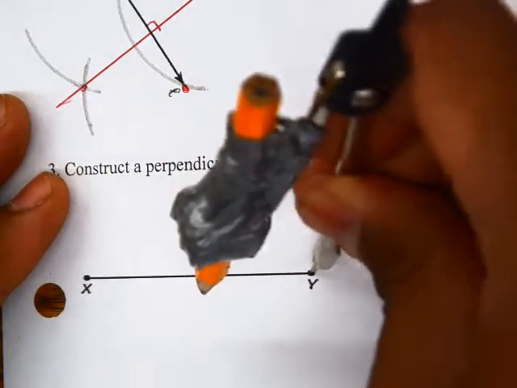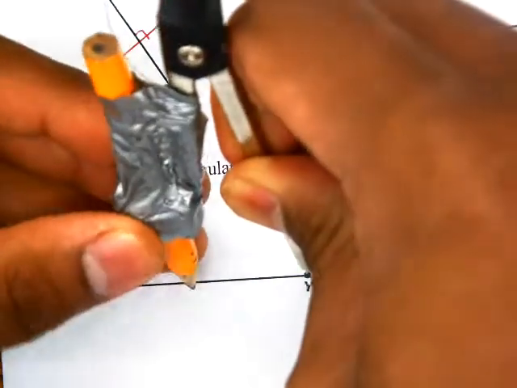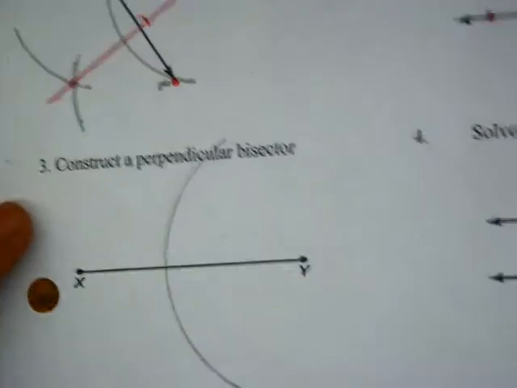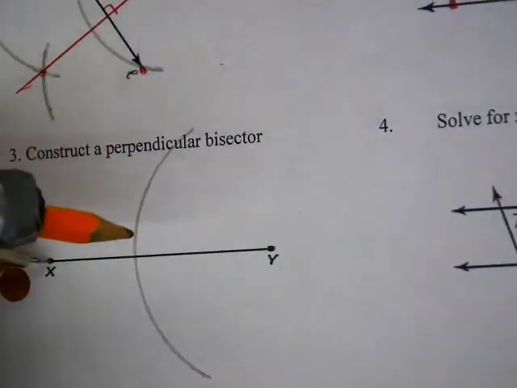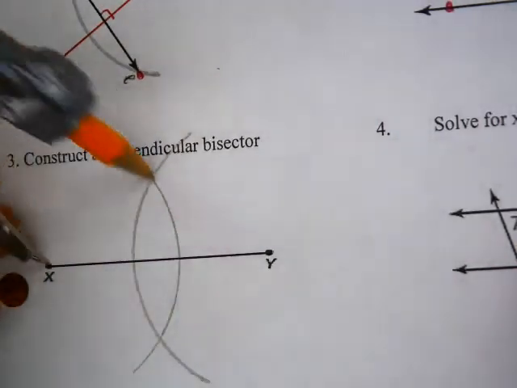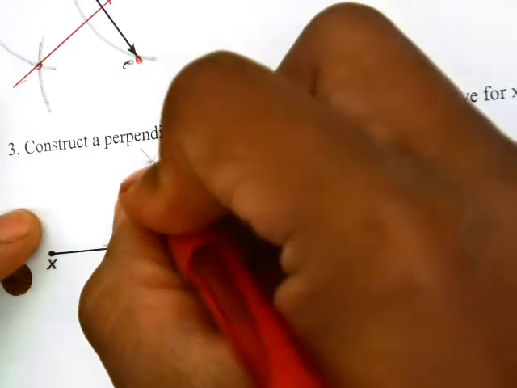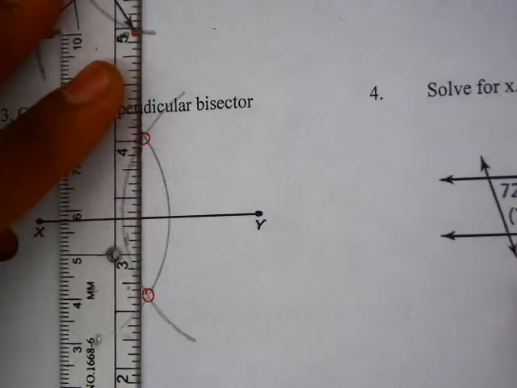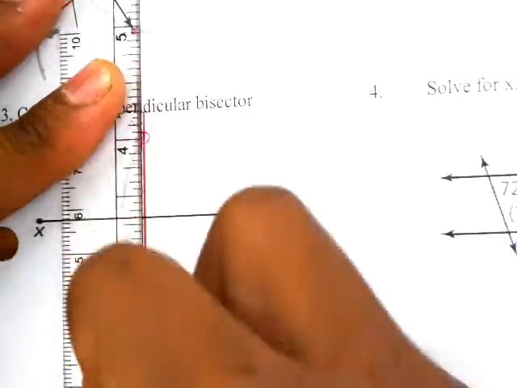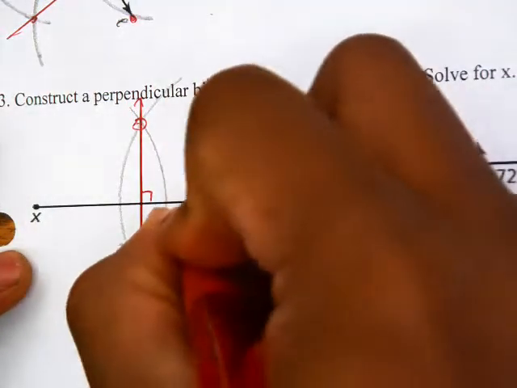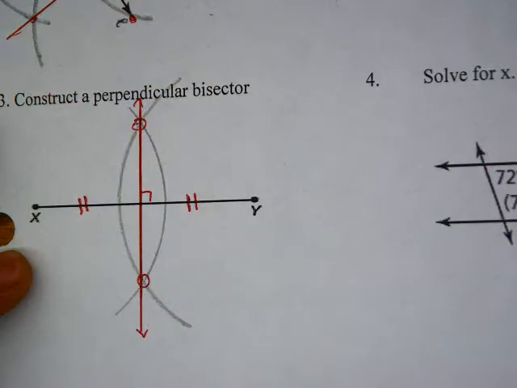So start with your compass at Y. Open it up so you know that it's more than halfway across the line segment, and make an arc. Flip it around, keep your compass open to the same amount, put your compass on X, and make an arc. You should get 2 points of intersection, one above and one below. You need to connect those 2 points of intersection, and when you connect them, you will create a line that's perpendicular to XY and also bisects XY, cuts it into 2 equal pieces.